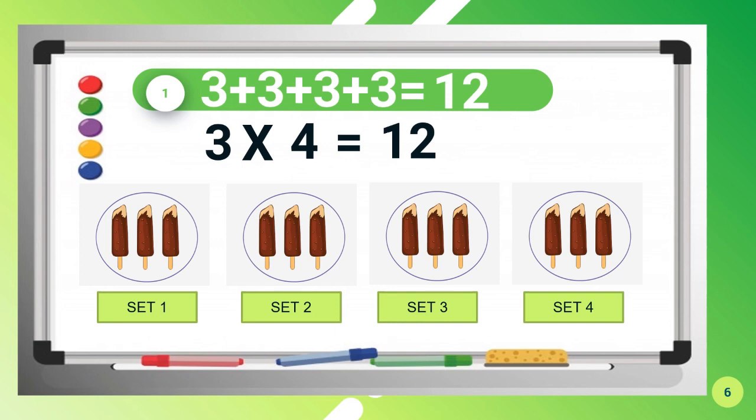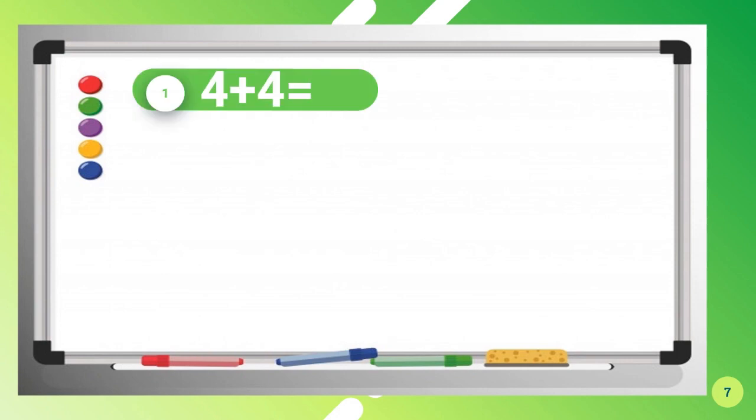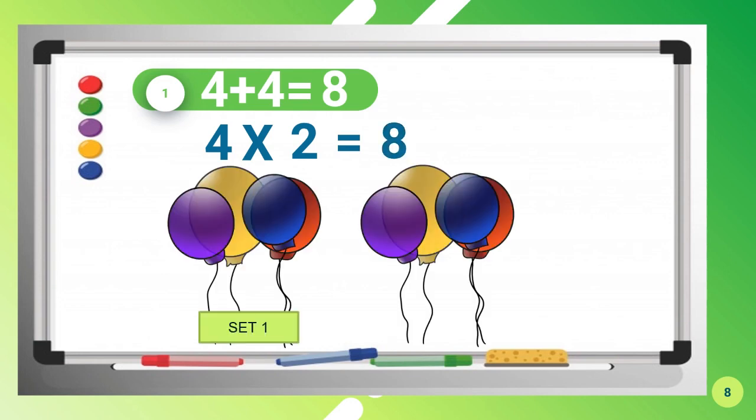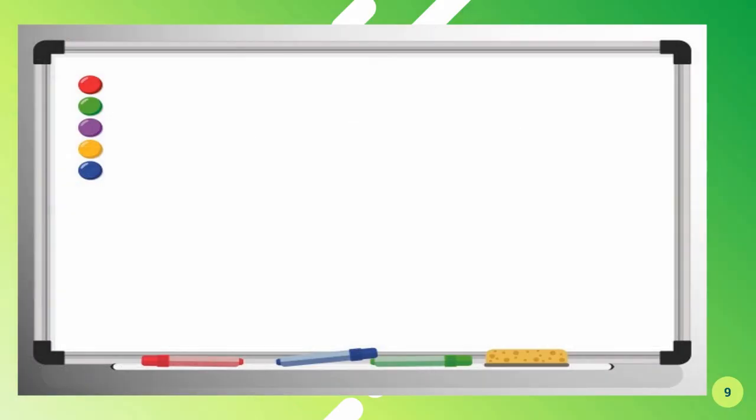Another example is 4 plus 4 equals 8. Or we can write it as 4 times 2 equals 8. We can visually show 4 times 2 equals 8 like this. There are 4 balloons in each set and we have 2 sets. The total number of balloons is 8.